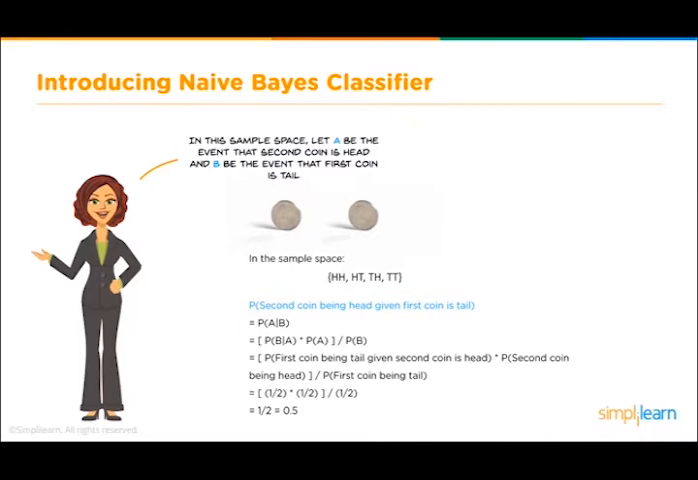And when we plug that in, we plug in the probability of the first coin being tails given the second coin is heads, times the probability of the second coin being heads, over the probability of the first coin being tails. You can see it's a simple formula to calculate. We have 1/2 times 1/2 over 1/2, or 1/2, equals 0.5, or 1/4.